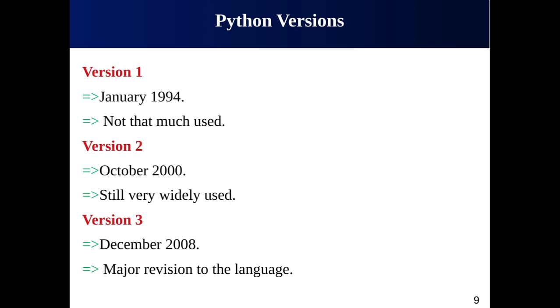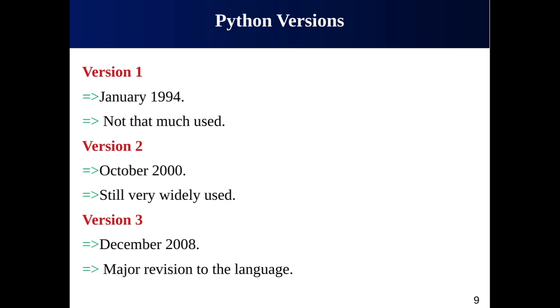But the support for version 2 is almost over, because the community and the developers want people to switch to Python 3 as soon as possible. And version 3 is the latest version. The first release was in 2008, but after that major revisions were made to the language. However, I think it is not backward compatible with the other versions of Python. The current latest version of Python 3 is 3.9, which was released in October 2020.